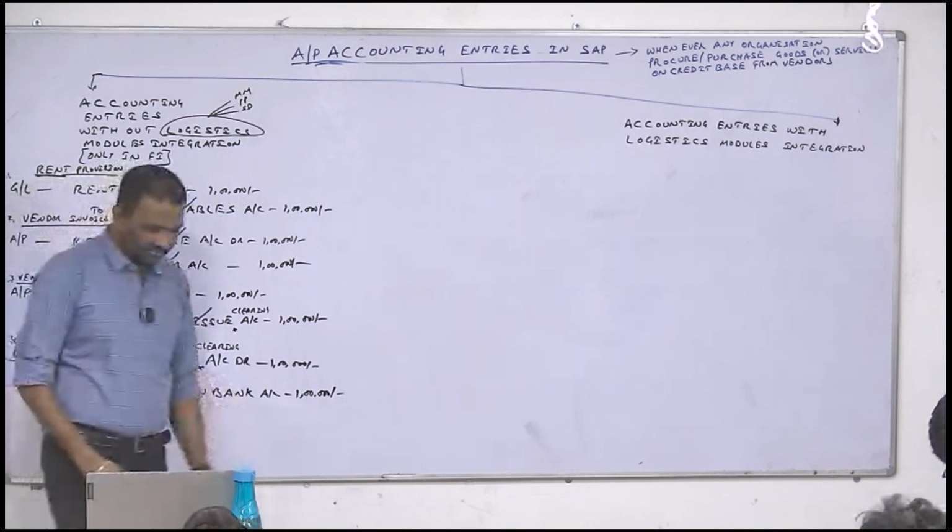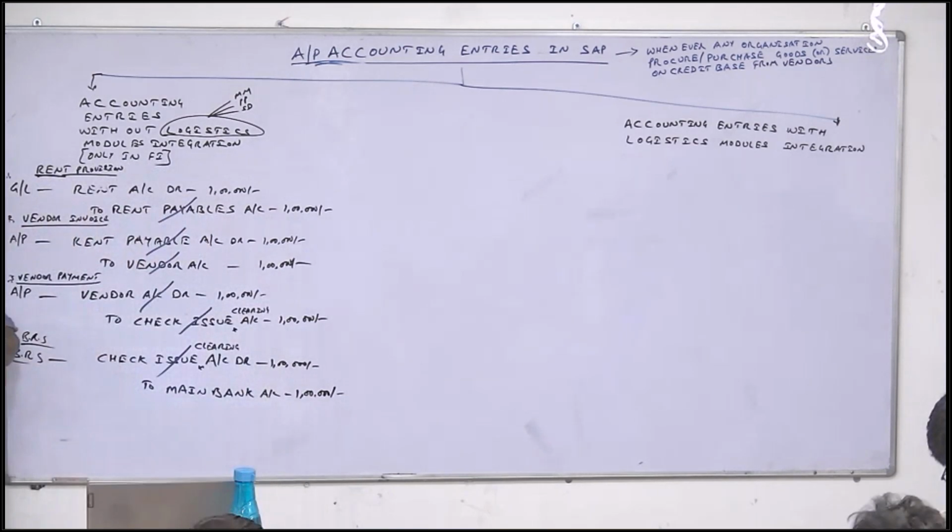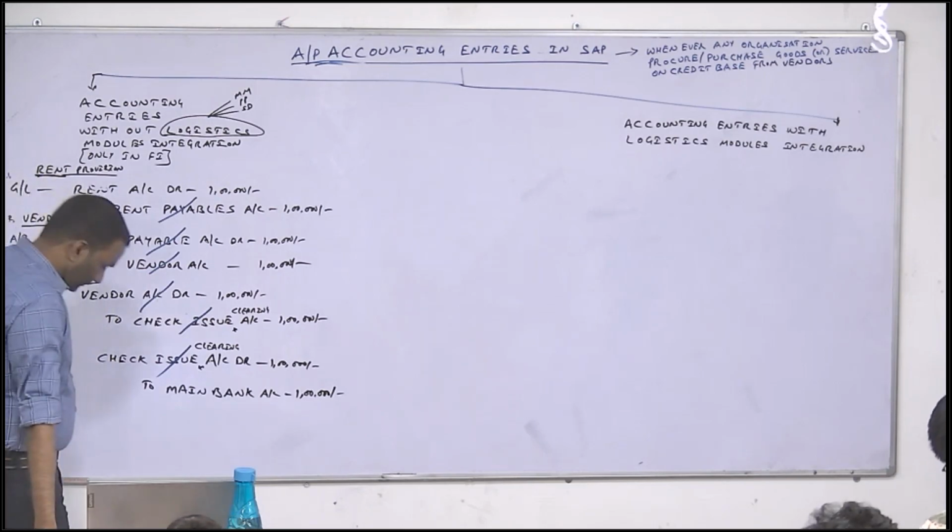Sir, if they pay partially to the vendor, what is the accounting entry it will post for payment? There is no partial payment account. It is vendor account data to bank account only, but it is shown as a partial amount.